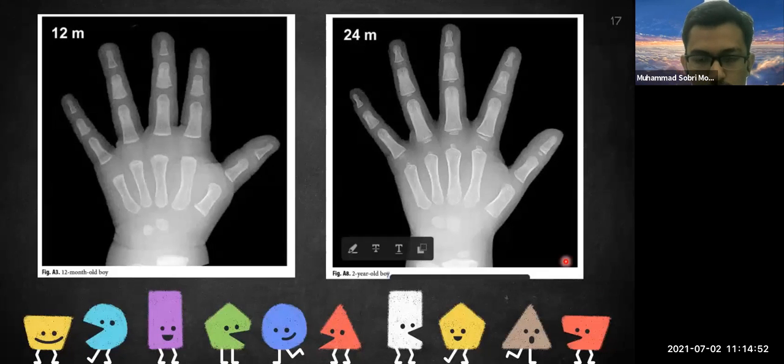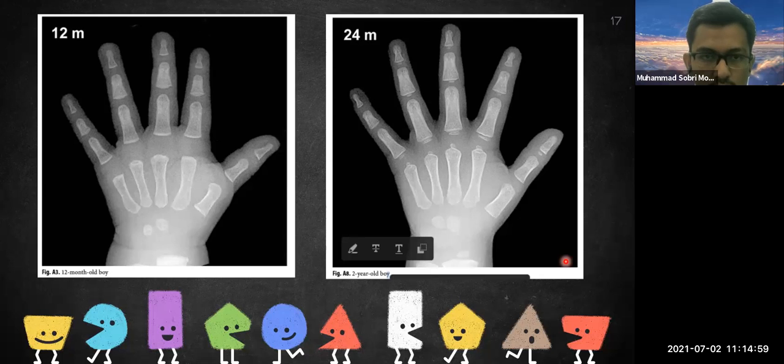These few pictures I got from the atlas of bone age. The age is different between boys and girls. Also, the wrist radiograph in boys and girls is different in terms of age. So this is the wrist radiograph, hand radiograph, of a 12 months old boy, and also a 24 months, or 2 years old boy.